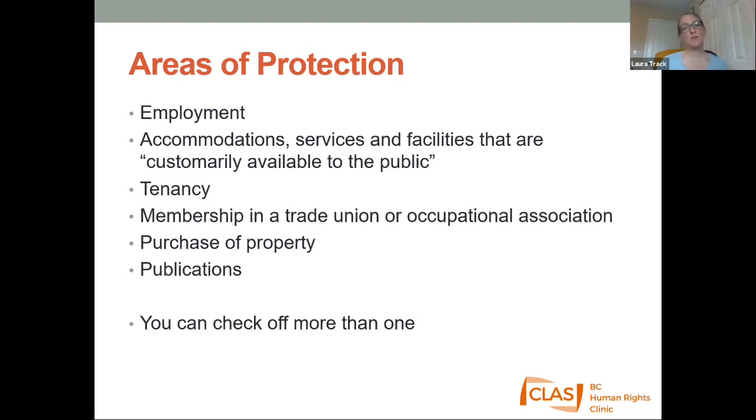Most complaints arise in the employment context. Well over half of all complaints are about discrimination on the job. Tenancy and access to services would be the next top three areas of discrimination. It is possible that more than one area of discrimination is at issue, and you can absolutely check off more than one box in this part of the complaint form.